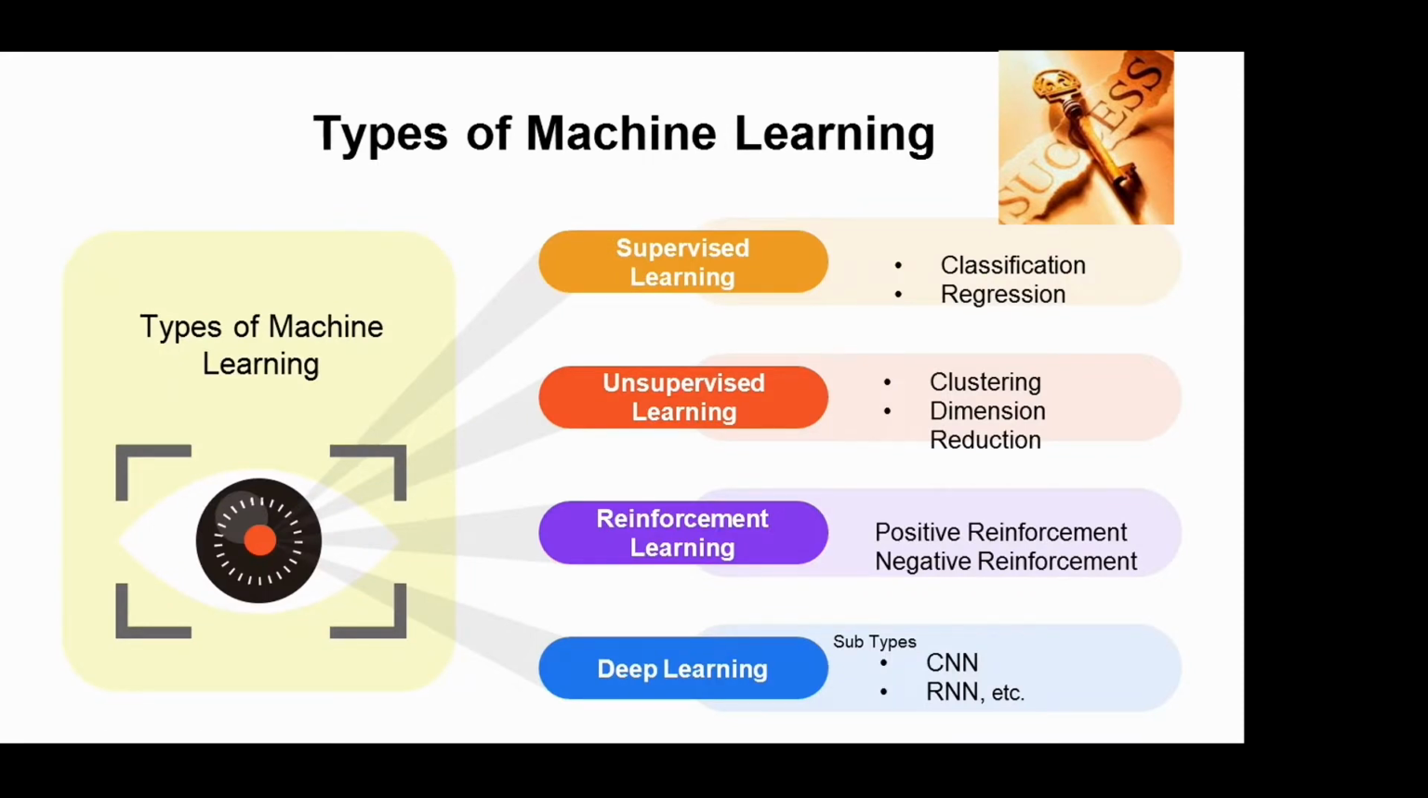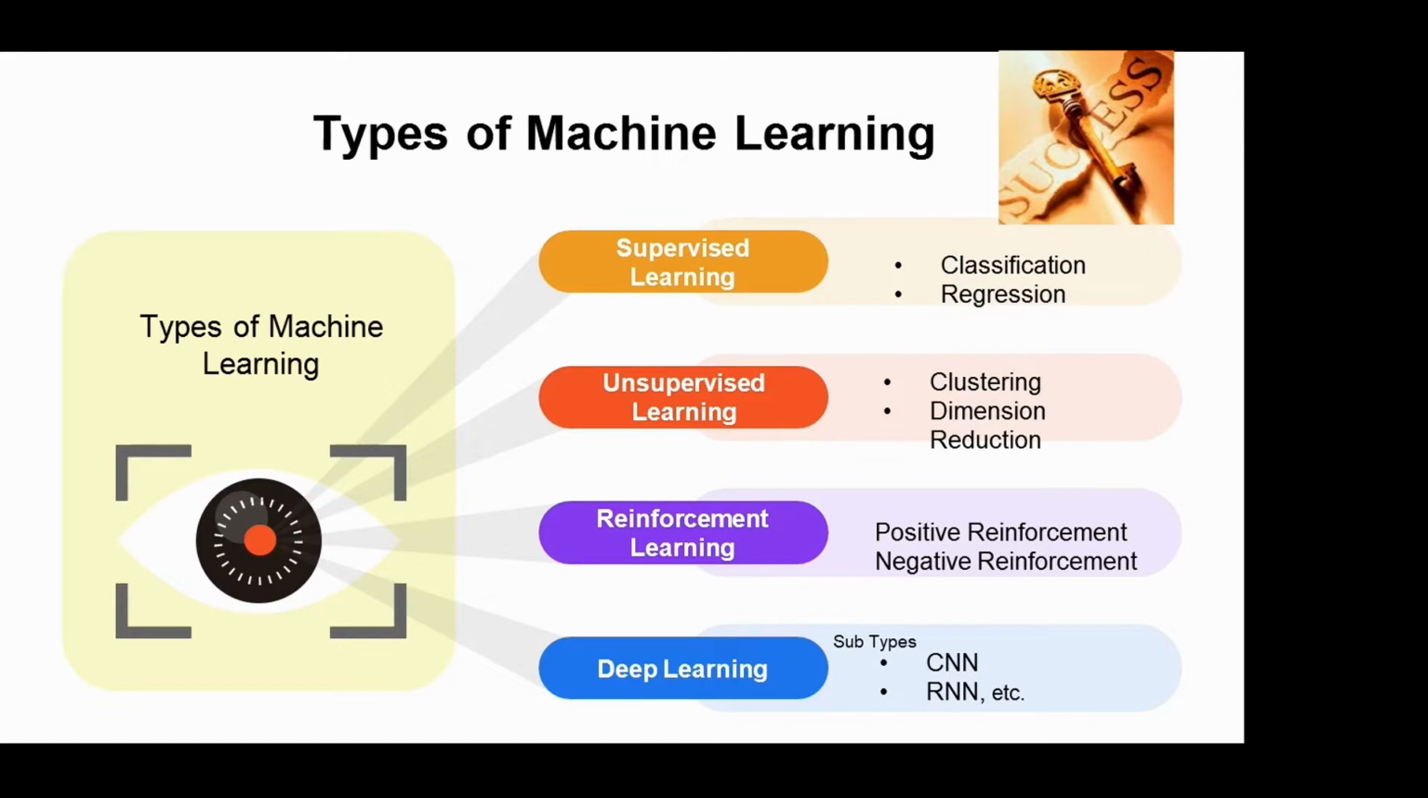Next is types of machine learning algorithms, with which our machines can be trained. There are four types of machine learning algorithms, so that our machine can learn and be able to predict the outcome. The first type is supervised learning. The second is unsupervised learning. Third is reinforcement learning, and fourth is deep learning. So there are four various ways in which our machine can be trained.